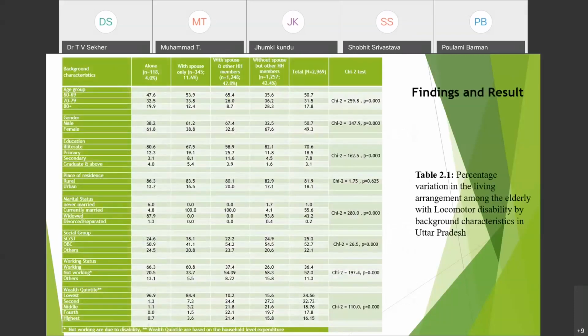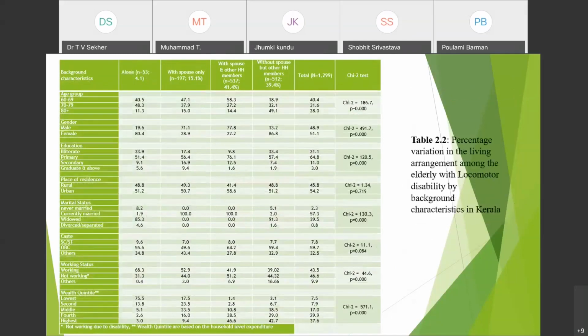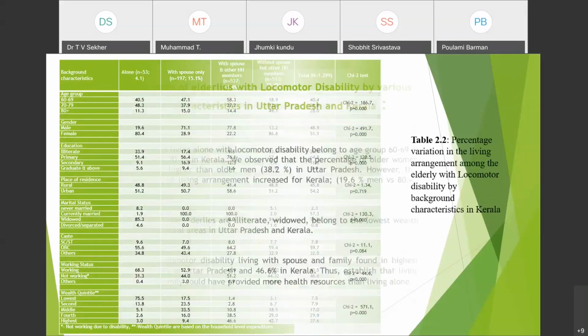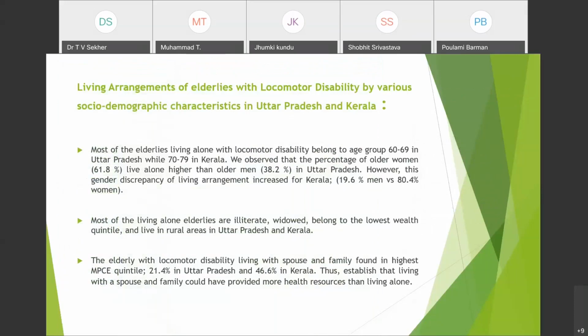Coming to the findings and results, here is the table for percentage variation in the living arrangement among elderly with locomotor disability by different background characteristics in UP. And this is the same for Kerala. Comparing these two tables, I have some key findings. Most of the elderly living alone with locomotor disability belong to the age group 60 to 69 in Uttar Pradesh, while 70 to 79 in Kerala.